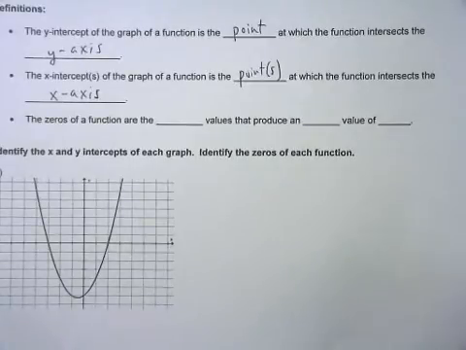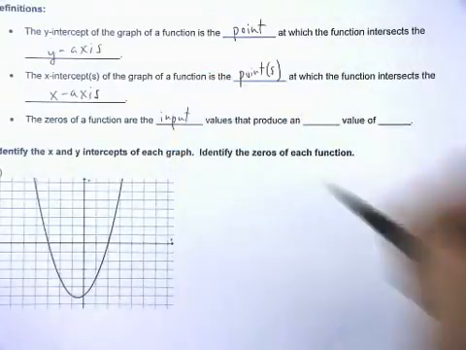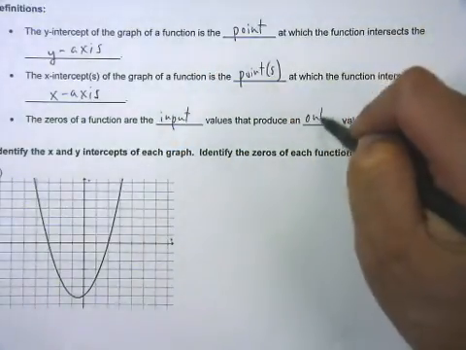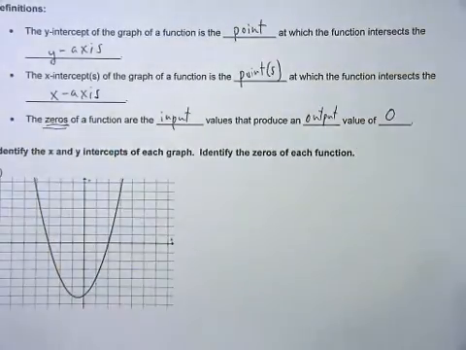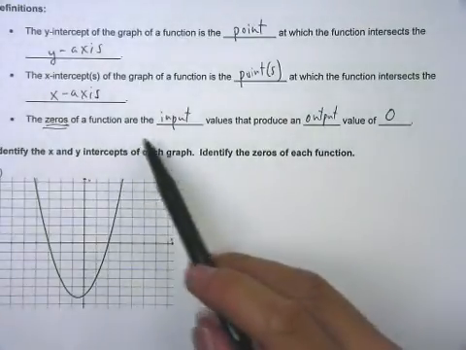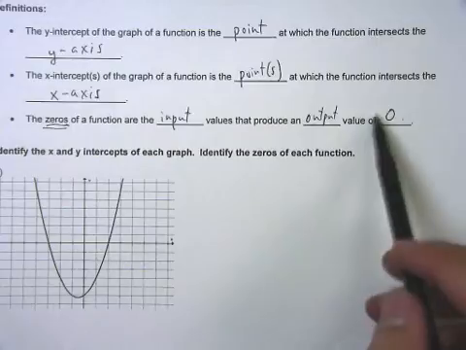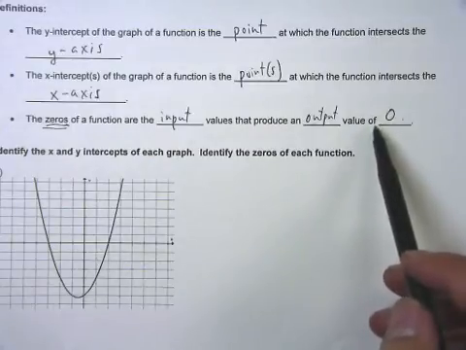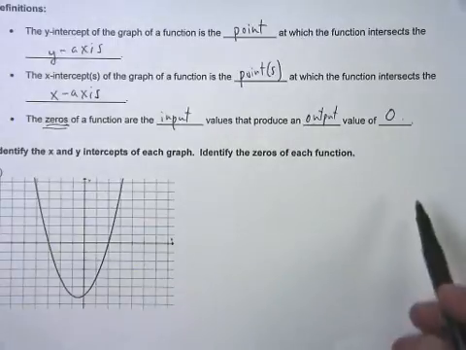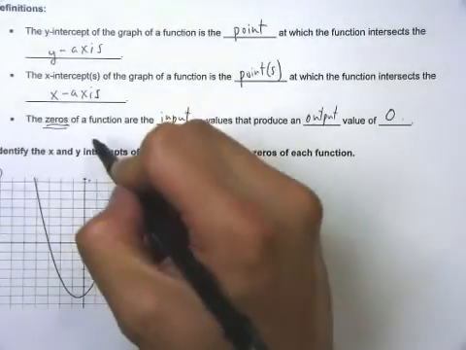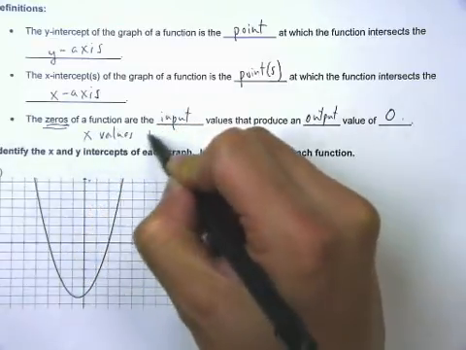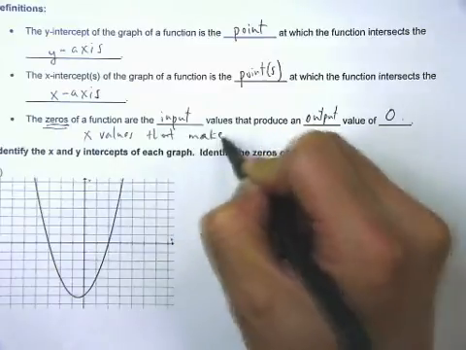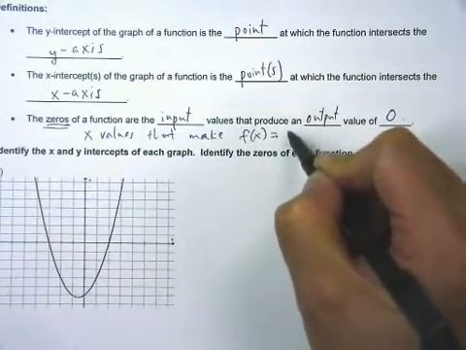This next one's probably new for you. The zeros of a function are the input values that produce an output value of 0. That's why it's called zeros. Another way of saying this is that we know the output is going to be 0, and you have to figure out what input values would get you that output value of 0. In other words, the zeros of the function are the x values that make your f of x equal to 0.